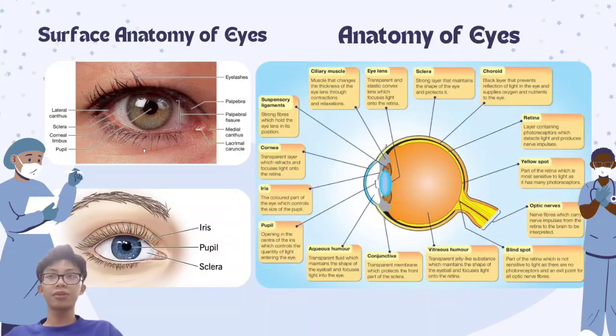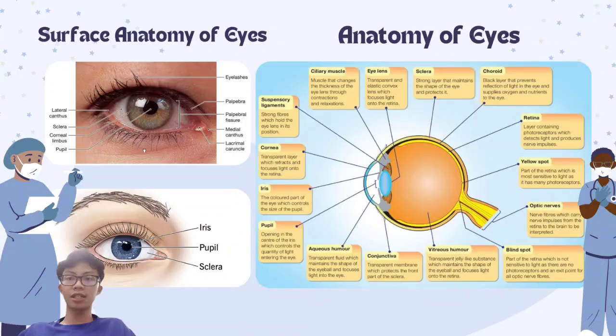First and foremost, I would like to show you the surface anatomy of the eyes. Surface anatomy is the study of external features of the body just by sight without any dissections. Now we can see that the external structures of the eyes are eyebrows, eyelashes, sclera, which is the white part of the eyes, lateral canthus, medial canthus, corneal limbus, pupil, palpebra, which is the upper eyelid, palpebral fissure, and lastly, lacrimal caruncle.